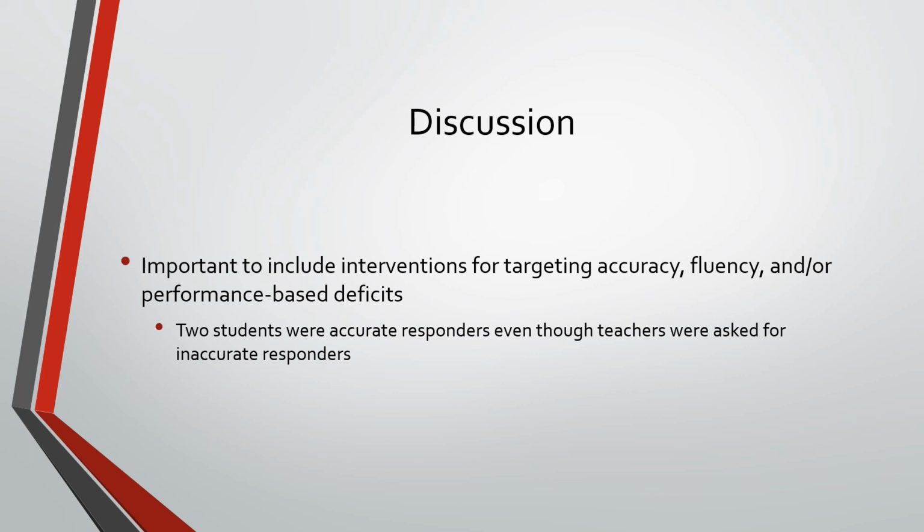And so it's important to include interventions for targeting accuracy, fluency, and/or performance-based deficits. As previously mentioned, there were two students who were accurate responders that teachers identified. And so they are still identified by their teachers for some reason. And so if teachers are incorrectly identifying them as inaccurate responders, we want to make sure we're covering all of our bases of accuracy, fluency, and/or performance-based deficits to capture exactly why students are performing at the levels that they are.